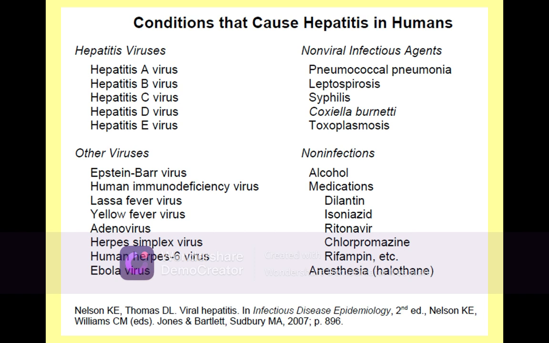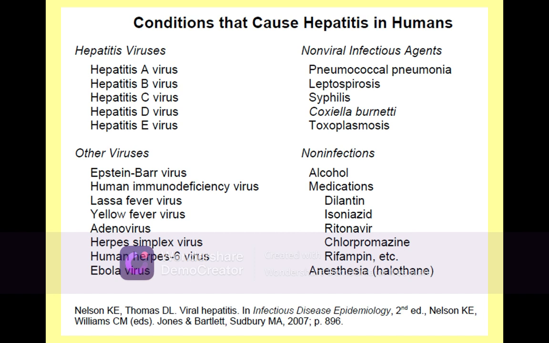Other than specific hepatotropic viruses, there are other viruses which cause multi-system involvement, like Epstein-Barr virus, HIV, Lassa fever virus, yellow fever virus, adenovirus, herpes simplex virus, human herpes virus, Ebola virus, and dengue virus also. Non-viral infectious agents include bacteria, pneumococcal pneumonia, leptospirosis, syphilis, and Coxiella burnetii, which is a rickettsia also, and toxoplasmosis, which is a parasite that can involve the liver. Echinococcus granulosus can cause it, and some of the nematodes can involve it. It is possible.